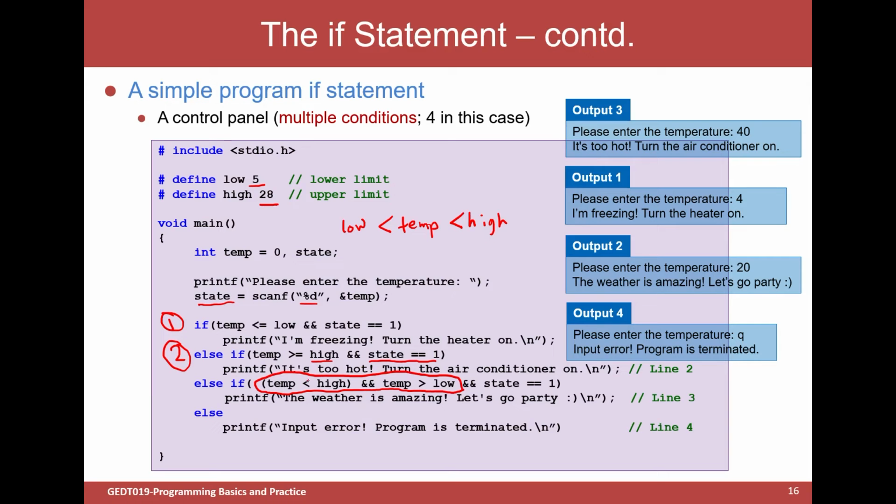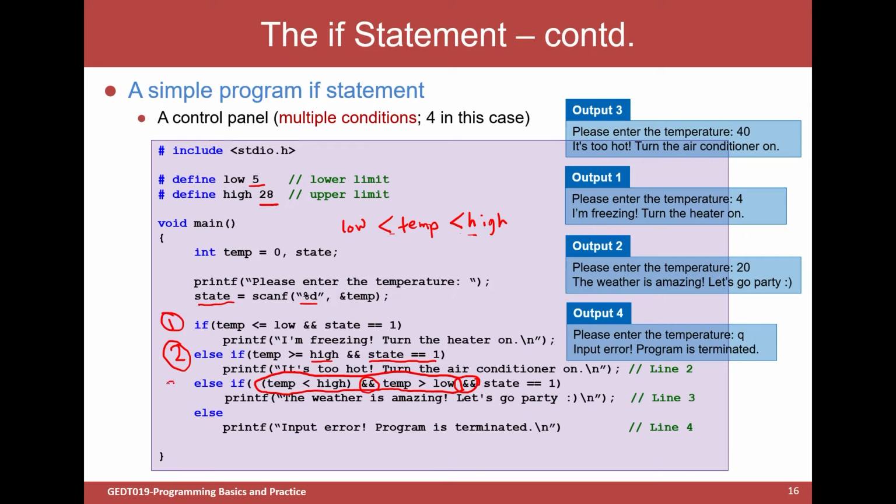If temperature is less than high, and temperature is more than low, that means temperature is more than low. In this case, and also another situation, and, so you see how many ands here? There is one and here, and there is another and. You can add as many ands as you want. And the state is equal 1. That means you insert the digit correctly, then the weather is amazing. So if the temperature you inserted is between low and high, between 5 and 28, in this case, the weather is amazing.